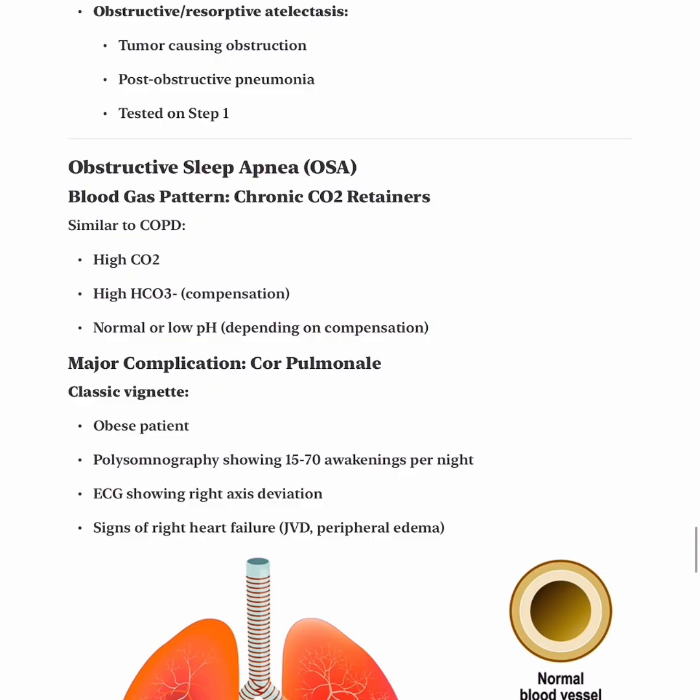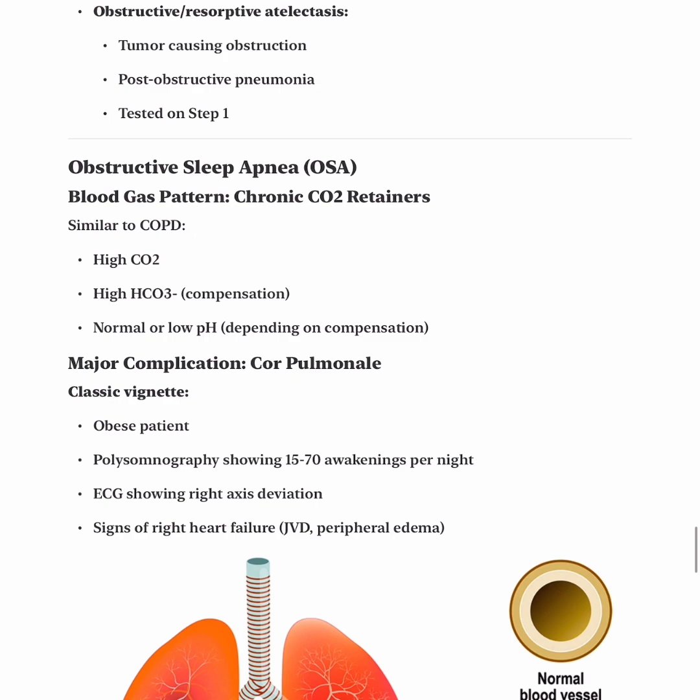Next up, we've got obstructive sleep apnea. The blood gas pattern that you will see is a chronic CO2 retainer. This is similar to COPD. Therefore, you'll have high CO2, high bicarb due to compensation, as well as a normal or low pH, and this depends on the level of compensation.